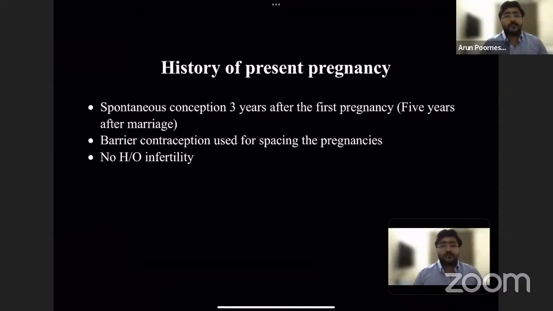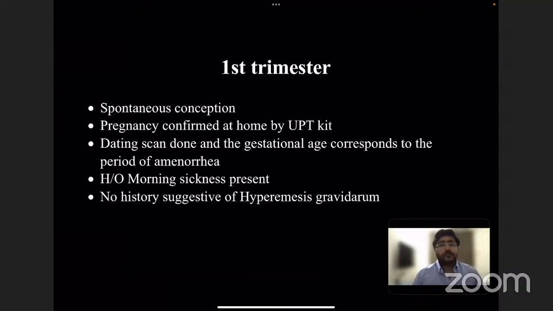In the first trimester, she conceived spontaneously. Pregnancy was confirmed at home by UPT kit after she missed her periods. A dating scan was done in the first trimester, and the gestational age corresponds to the period of amenorrhea. There is a history of morning sickness. There is no history suggestive of hyperemesis gravidarum.